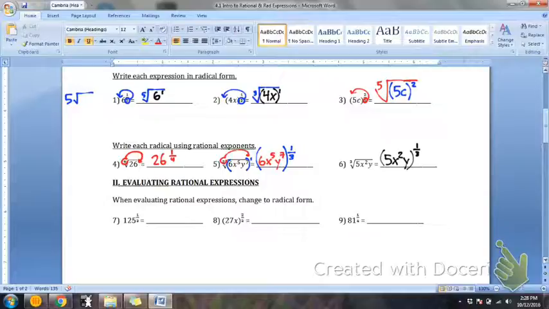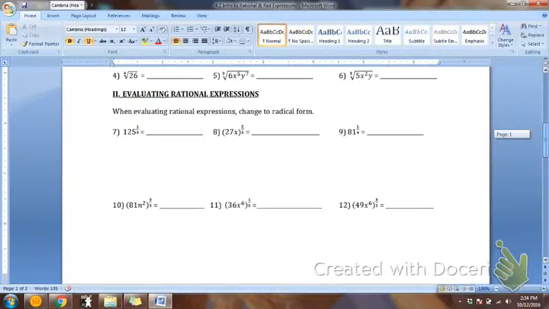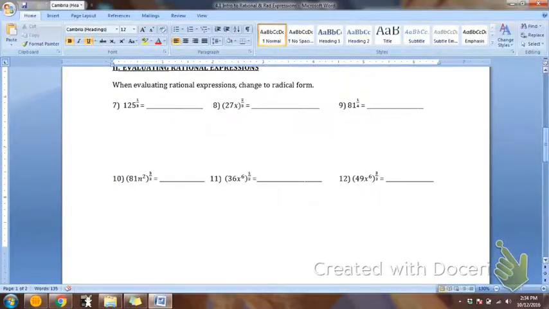Any questions on 1 through 6? Just rewriting them. Again, your directions in your homework will be very specific. It'll say write in radical form or write in rational form, so it'll tell you what you need to do. So let's look at examples 7 through 12. This is where we actually are going to solve it out, if you will, which is called evaluating.